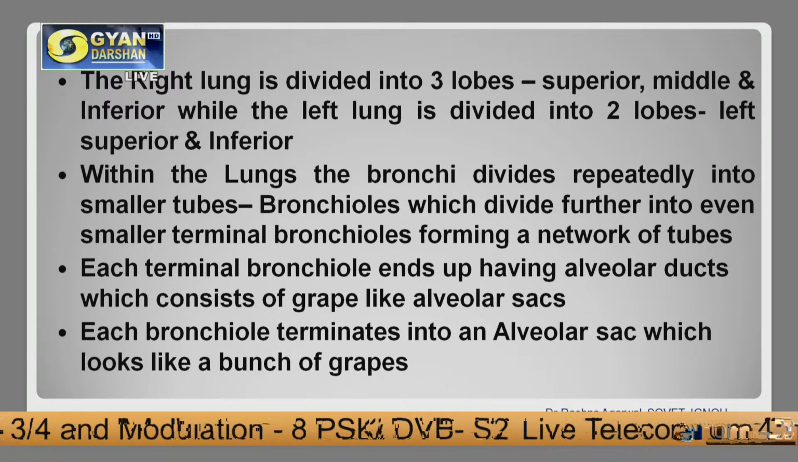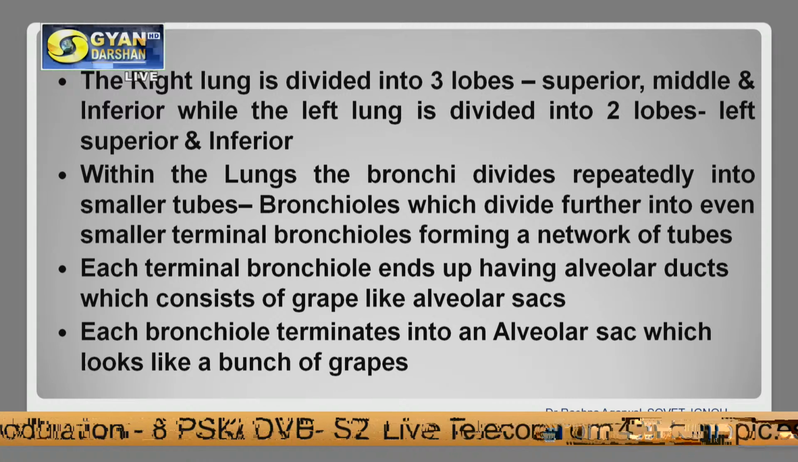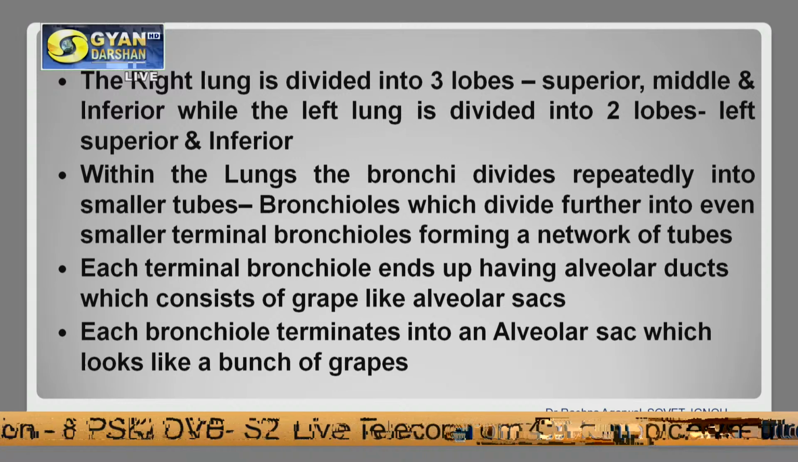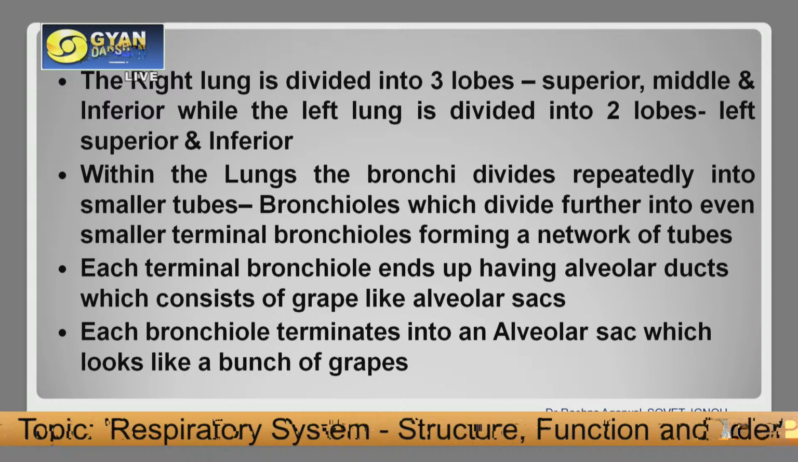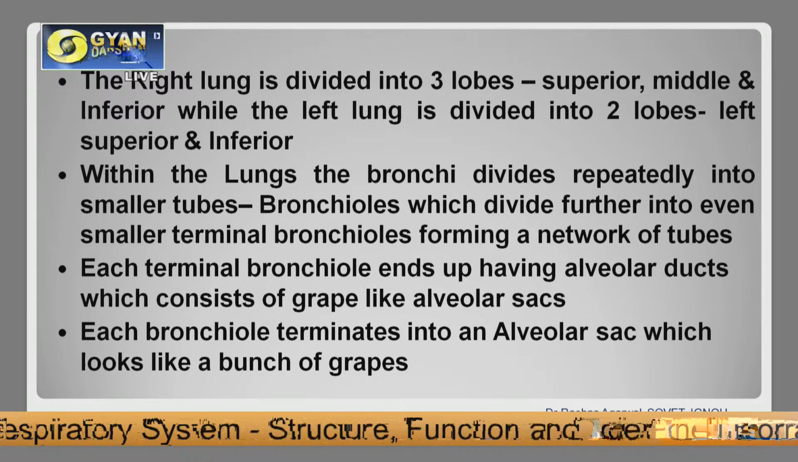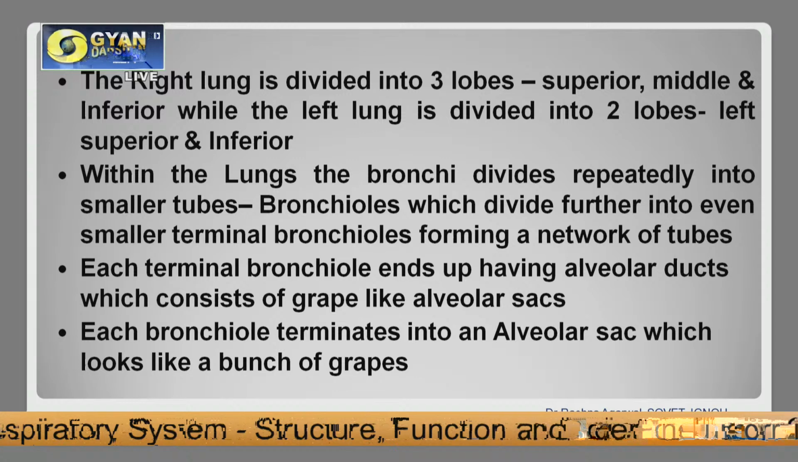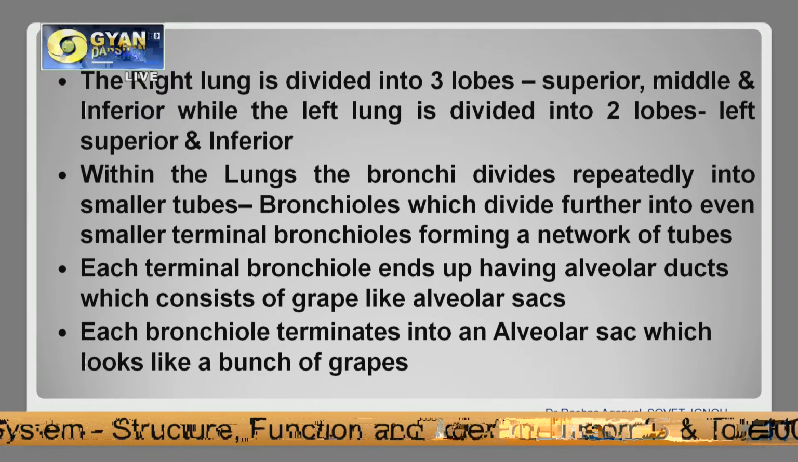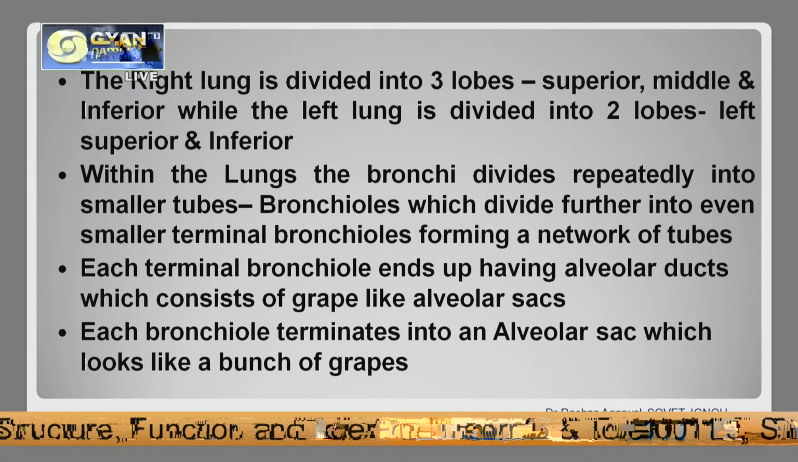And within the lungs there are bronchi, which divide repeatedly into smaller tubes known as bronchioles, and which further divide into smaller and smaller fine tubules known as terminal bronchioles, which form a network of tubes. Now each terminal bronchiole, that is the finest of the tubes, ends up having an alveolar duct. Now what is this duct?